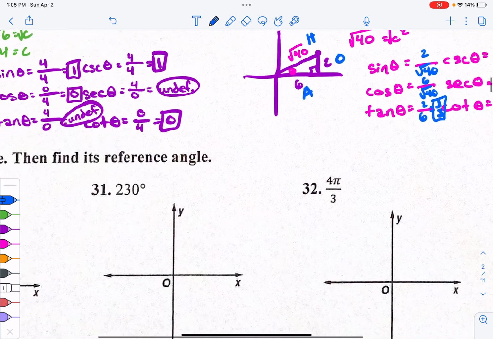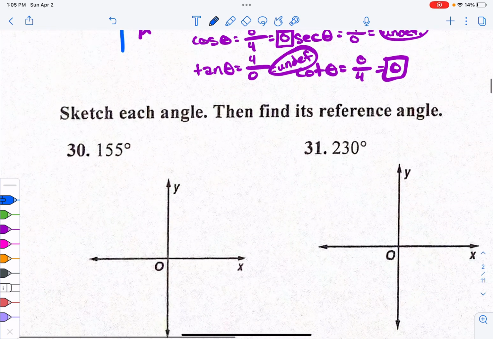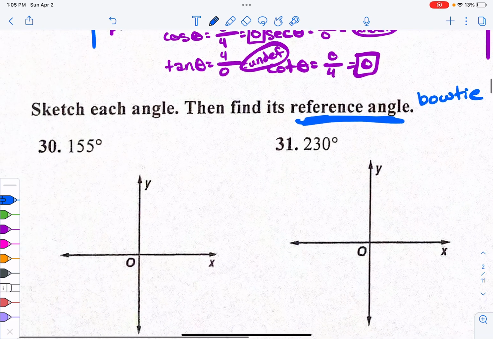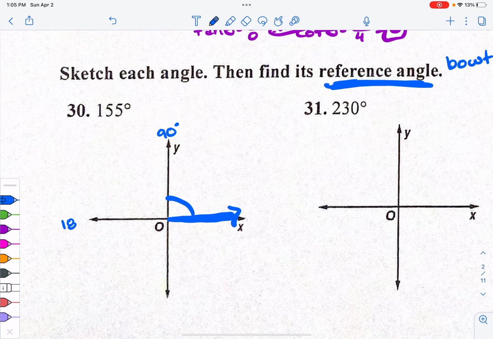So that was 29. All right, let's do reference angles and be done. Sketch each angle, then find its reference angle. Okay, we'll talk about reference angle. I don't know if I said it before, but I call it the bow tie angle. Bow tie angle. All right, so we're looking for the bow tie angle, 155 degrees. If we start here and we go up this direction, that would be 90 degrees. And if we go all the way over to here, that's 180 degrees.